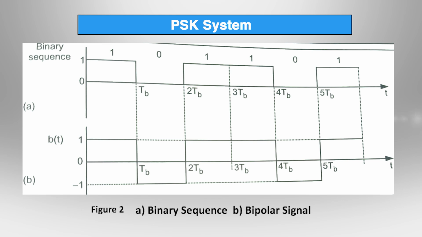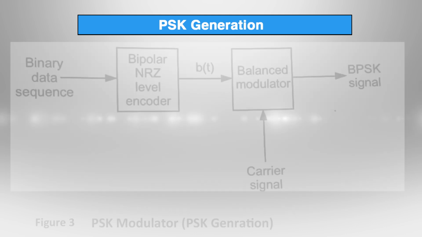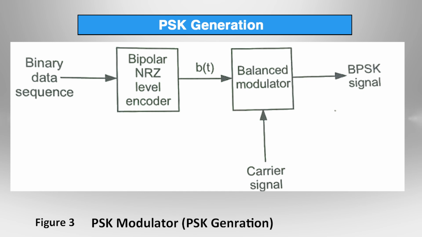The bipolar signal directly modulates the carrier. What is our carrier? Our carrier is cos(2πft). This carrier will be modulated according to the data bits we apply at the input. Now, let us talk about how to generate the PSK signal. The PSK modulator plays the main role here, and we require two kinds of inputs.